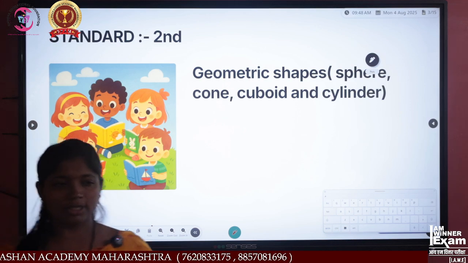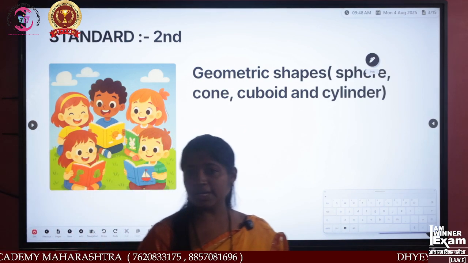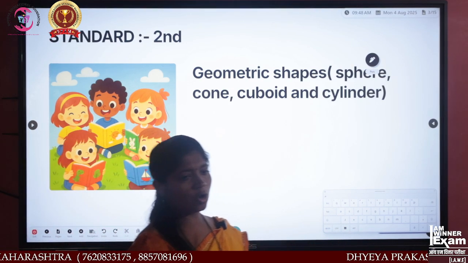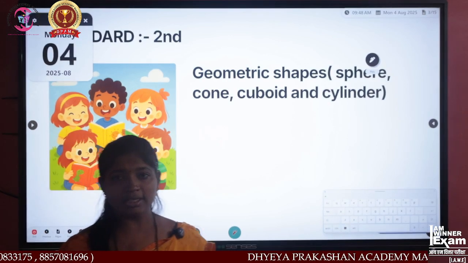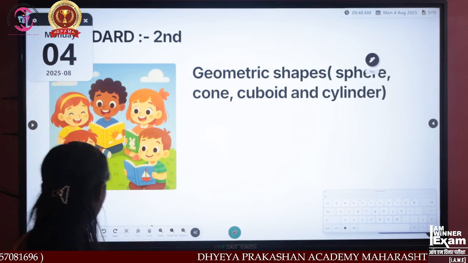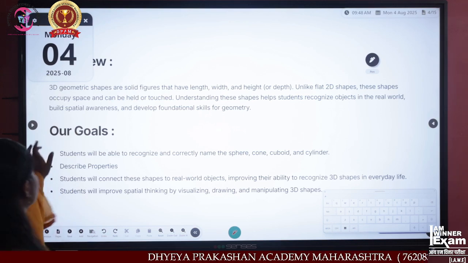Today we are going to learn Standard 2 geometrical shapes: sphere, cone, cuboid and cylinder, along with edges and corners. Now we'll start.